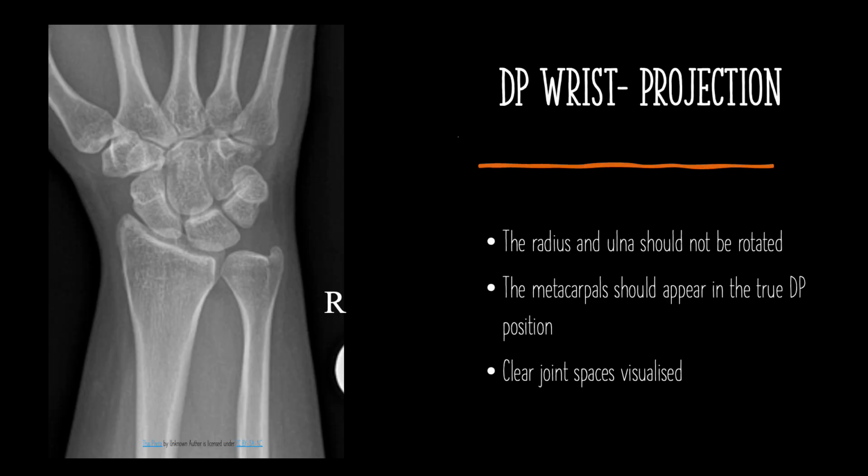So our projection then, how do we know it's a true DP or PA wrist? So our radius and ulna should not be rotated, and the metacarpals should appear in the true DP position as well, and not show any obvious rotation. And we should have nice clear joint spaces as well.